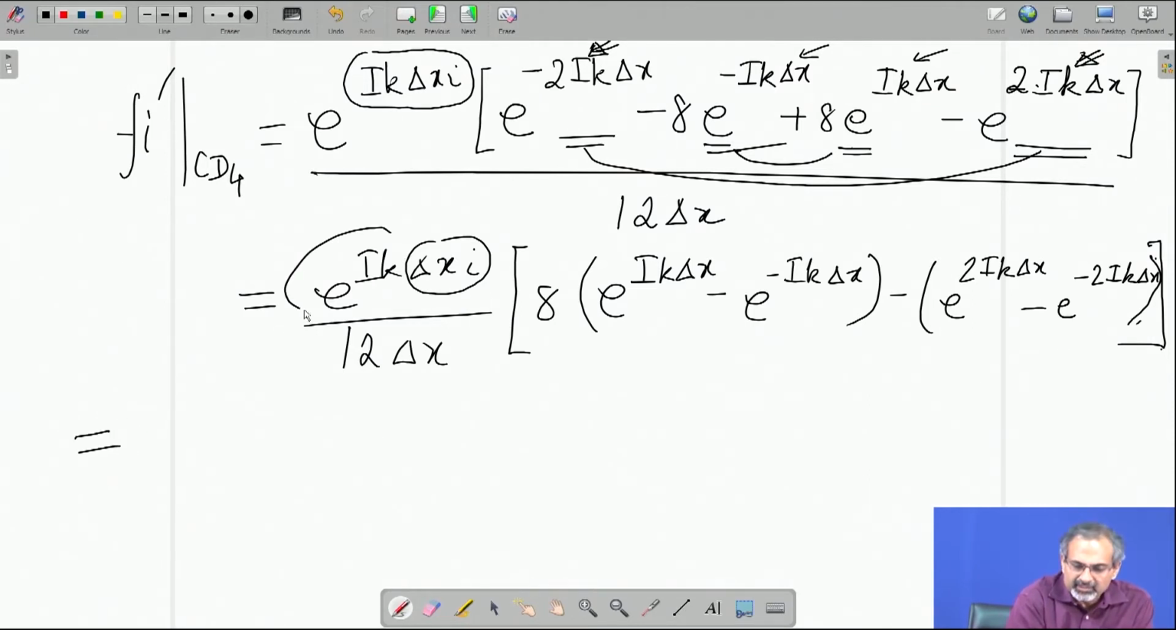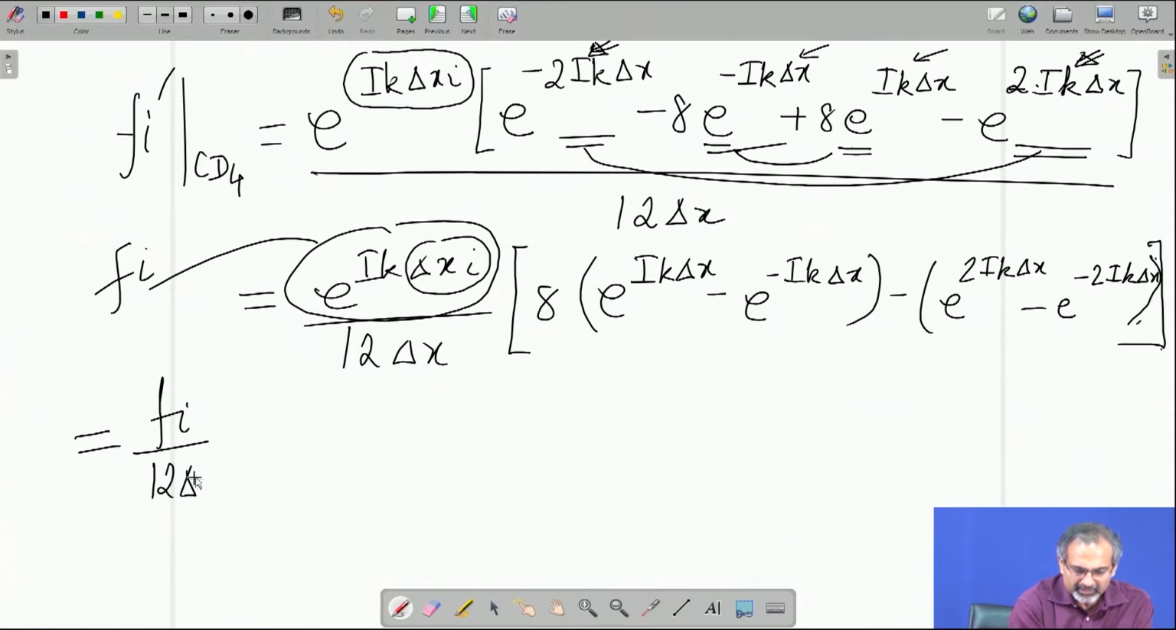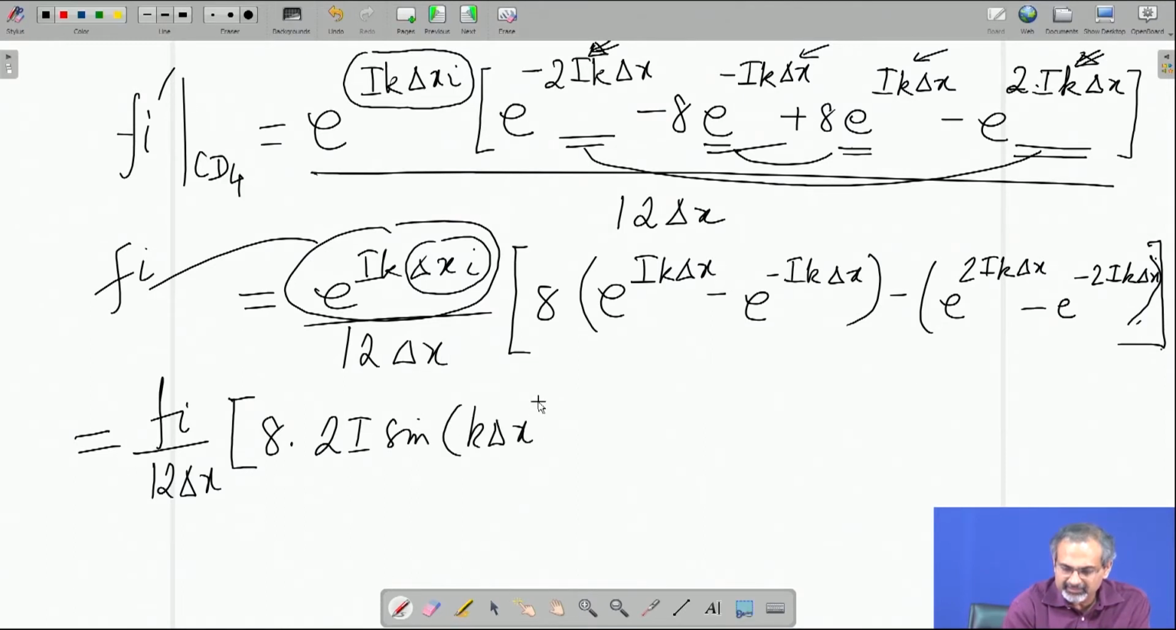So, this expression can be called as f i. So, what we have here is f i by 12 delta x, and then we can write 8 into 2 I sin k delta x. We have explained earlier why we get a 2 times sine with the capital I here. This comes from the Euler formula.